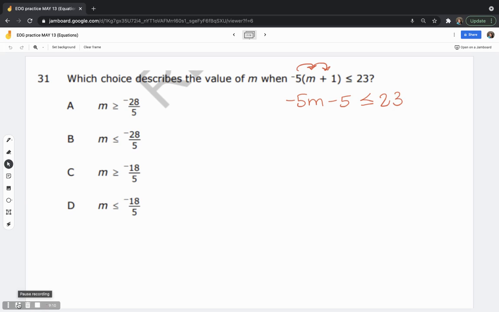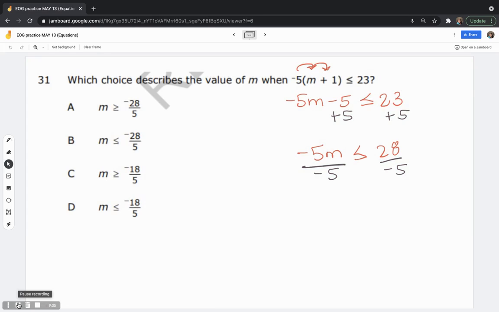Now I need to solve the inequality. So I'm going to add 5 on both sides. And we get negative 5m is less than or equal to 28. And then we're going to divide both sides by negative 5. And we're going to get m.